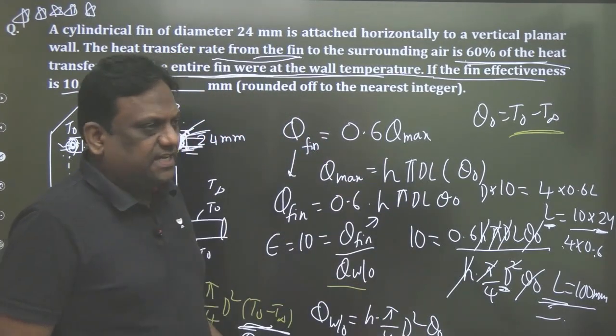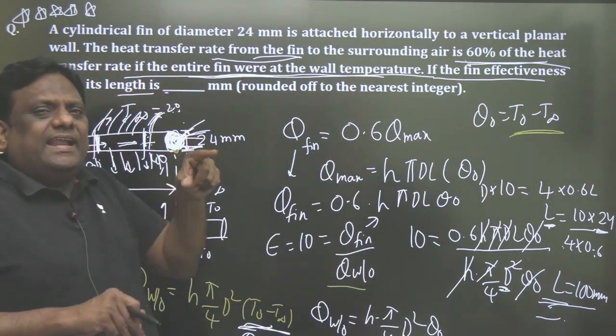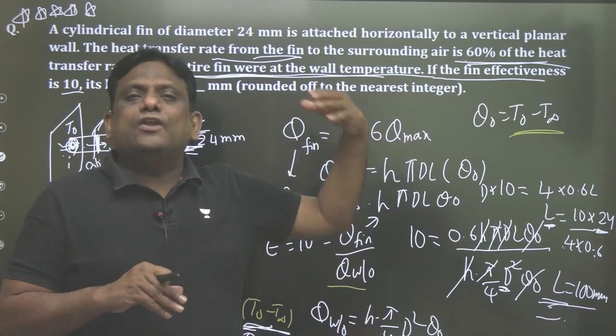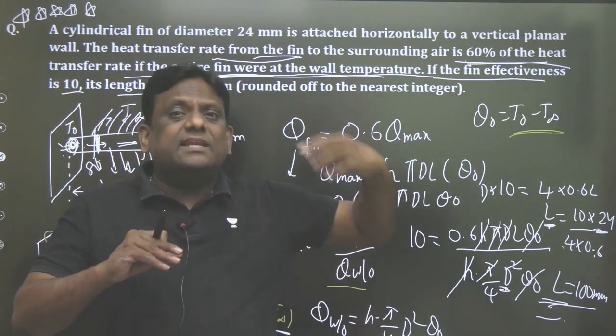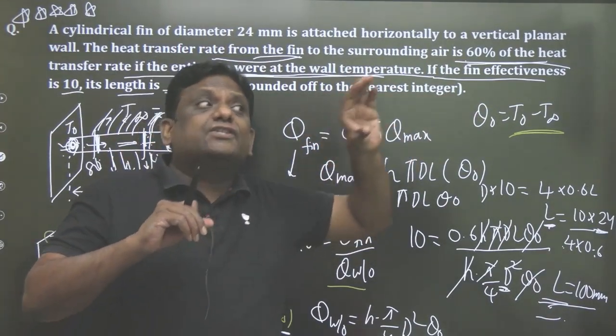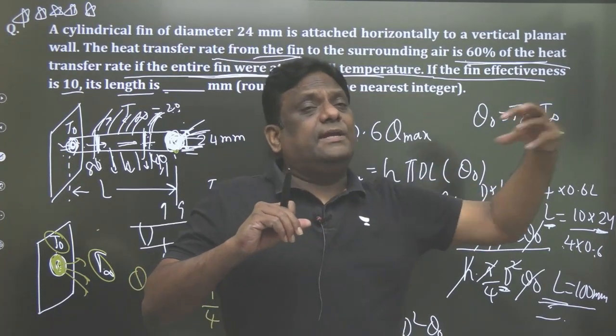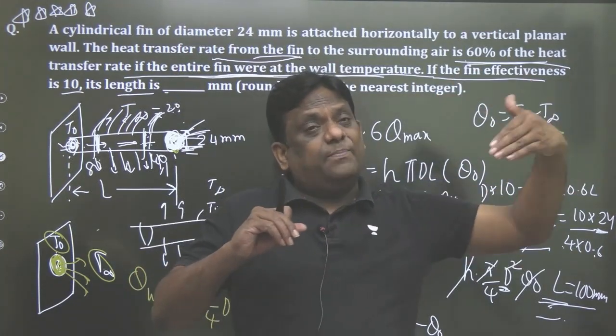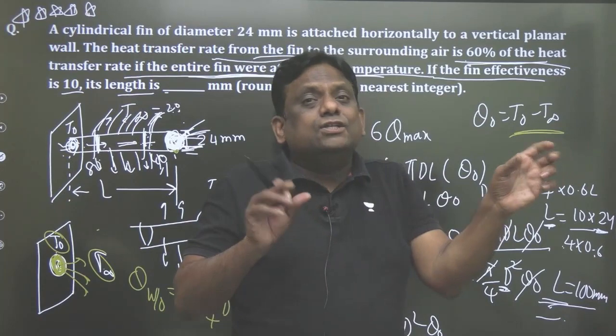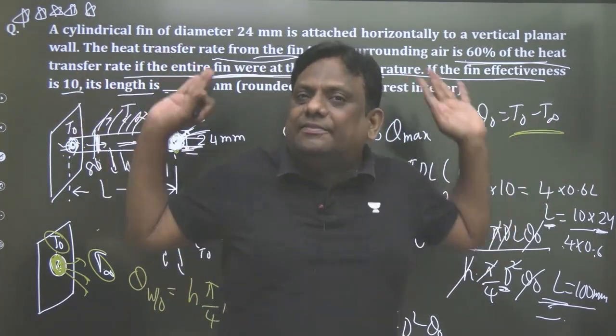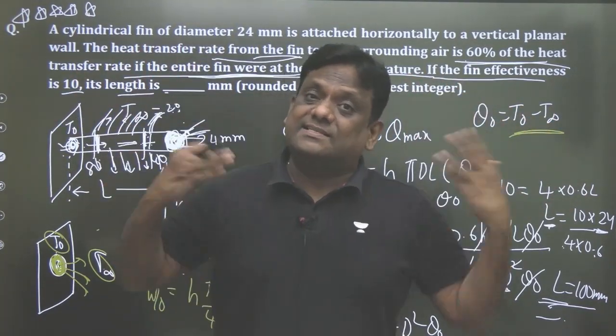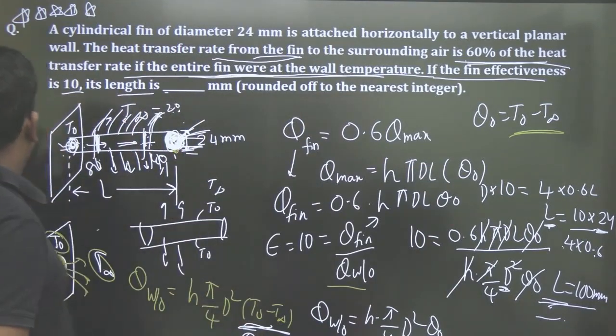This is a beautiful question, sirs, because I have taken only pi dl. It means you are neglecting at the tip. When you are neglecting at the tip, it means actually there is a heat transfer at the tip. So I have added some more length so that whatever the tip heat transfer was taking place, now it is taking place from the surface area of that added length. So whatever you have calculated is the corrected length. But he is not asking the corrected length, he is asking the actual length of the fin. This is a good question, sir.